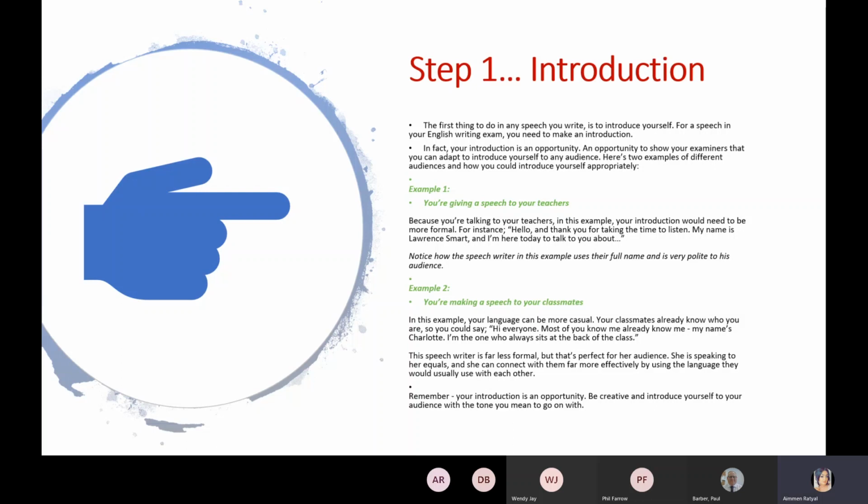Your second example is you're making a speech to your classmates. In this example, your language can be a bit more casual. Your classmates already know you, so they know who you are. An example of it would be, hi everyone, most of you already know me. My name is Charlotte. I'm the one who sits at the back of the class. The speechwriter is far less formal, but that's perfect for the actual audience. She's speaking to her equals, and she can connect with them far more effectively by using the language they would usually use with each other. So remember, your introduction is an opportunity to be creative and introduce yourself to your audience.